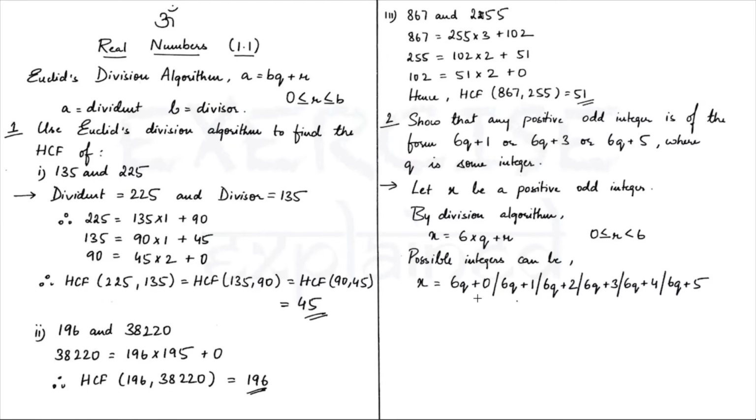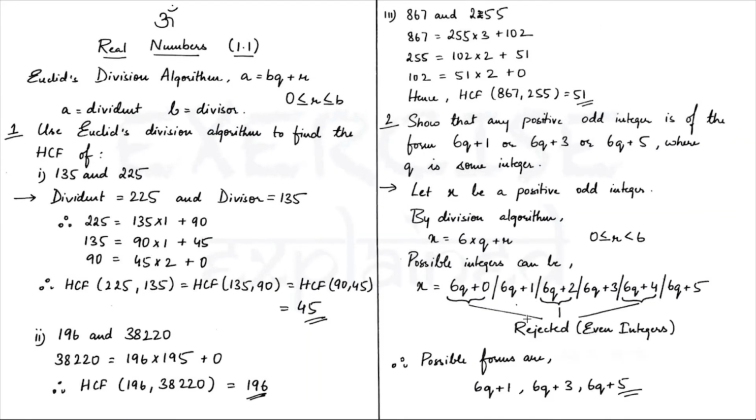So now you can see here 6q plus 0, 6q plus 2 and 6q plus 4 will be rejected because these three will be even numbers and the question asked us odd integers. So here what will happen is we will reject these three and therefore the possible forms are 6q plus 1, 6q plus 3 and 6q plus 5.